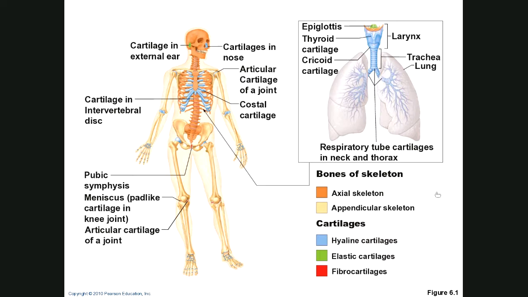Here we have our axial skeleton and our appendicular skeleton. As far as the cartilages go, in your ribs you have hyaline, as well as on the ends of bones for your articular cartilage. Fibrocartilage is in the menisci of the knee and in the intervertebral discs. Elastic cartilage, a good example, is in your ear, to keep it popping back into shape when you bend it.